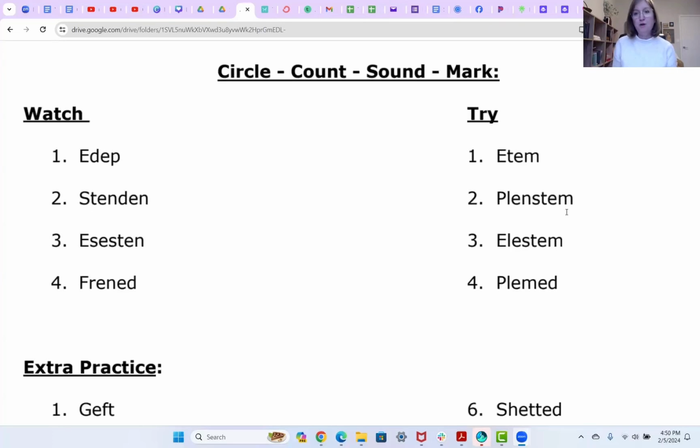Plenstem. It's harder to pronounce, but that's correct. So any questions? Put in the chat how you're doing so far on those two words, etem and plenstem. How are you doing? Can you hear the sound between the "eh" and the "i", or is it a little difficult for you? Let me know in the chat.